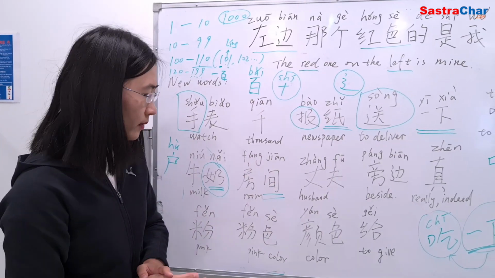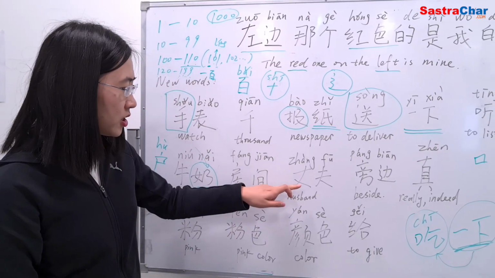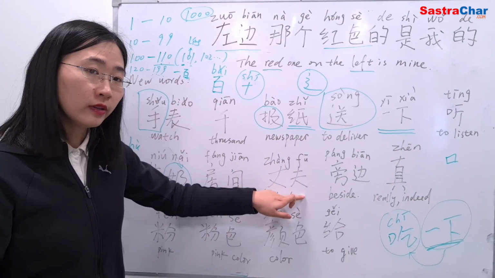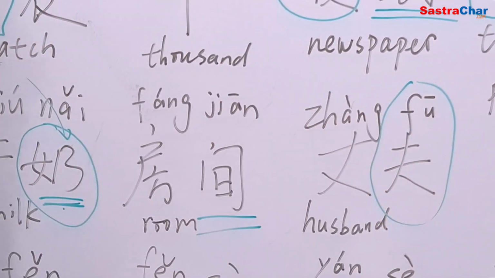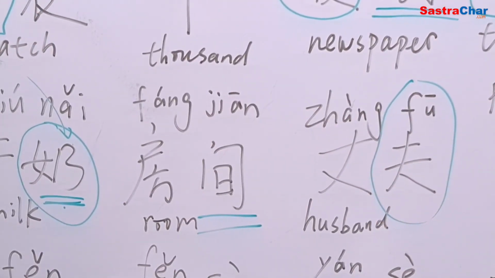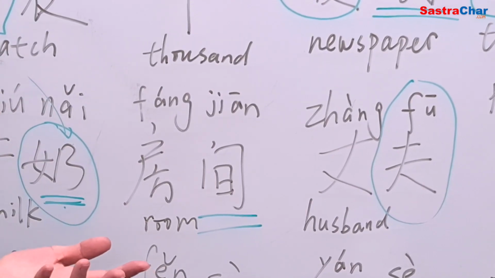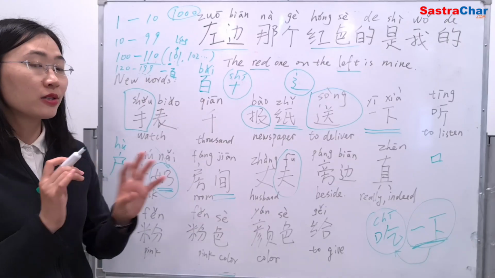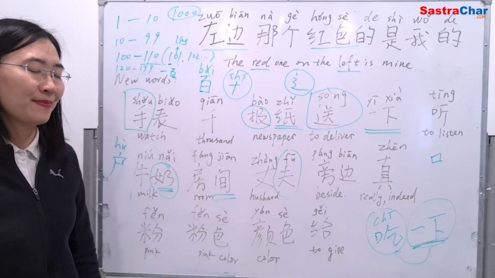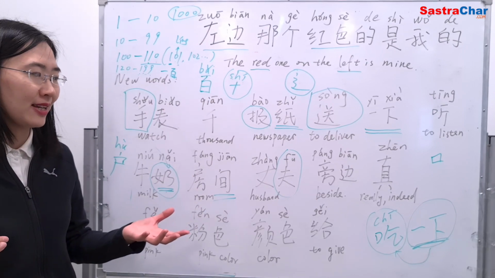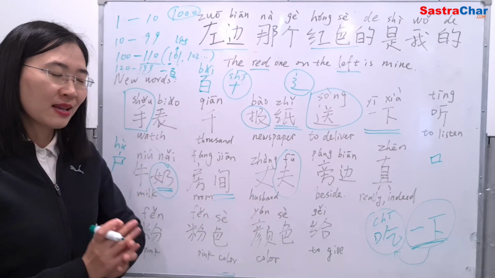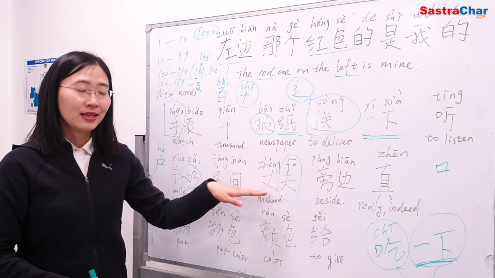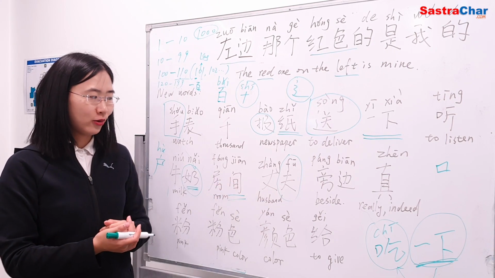Okay? Next, 丈夫. 丈夫 means husband. This is a very formal way to express one's husband. We also have a very informal way to say husband in our daily life. We call it 老公. 老公 is more oral, but 丈夫 is more written, a written form or more formal form.